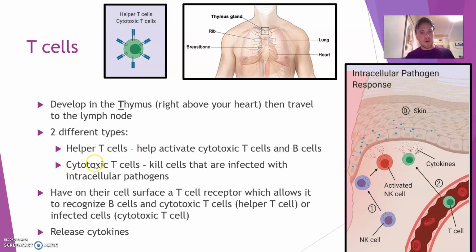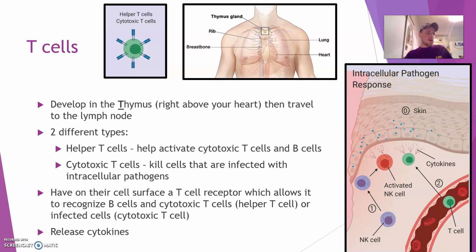We're not going to go too much into helper T cells. We're going to talk more about cytotoxic T cells. Cytotoxic T cells actually go out into the tissue and kill infected cells, or cells that are infected intracellularly. So they're kind of like NK cells. They're very similar to NK cells, just part of the adaptive arm. NK cells and T cells pretty much do the same thing.